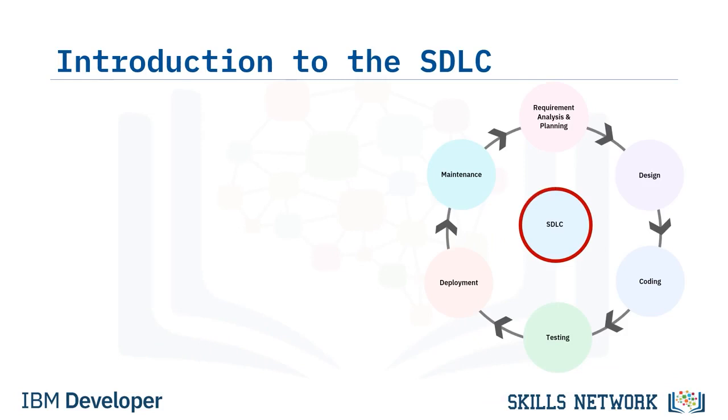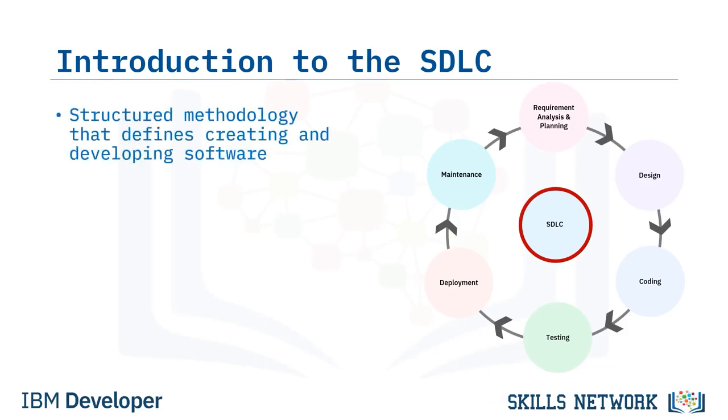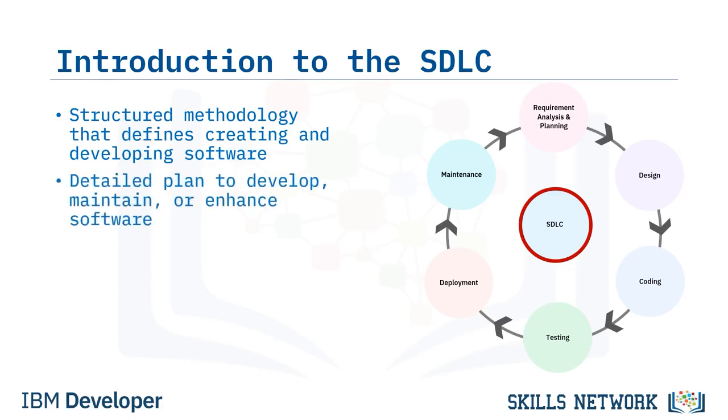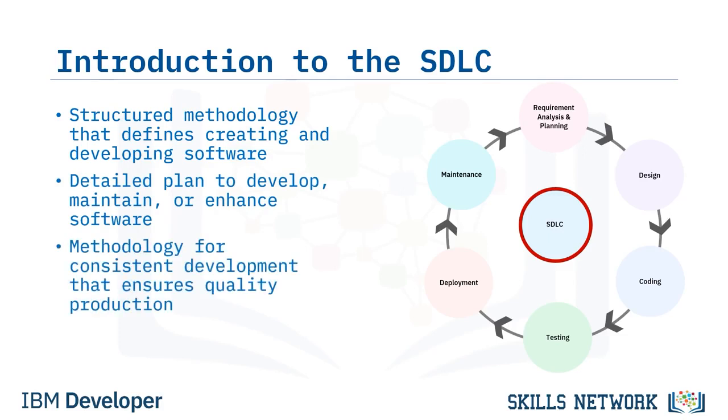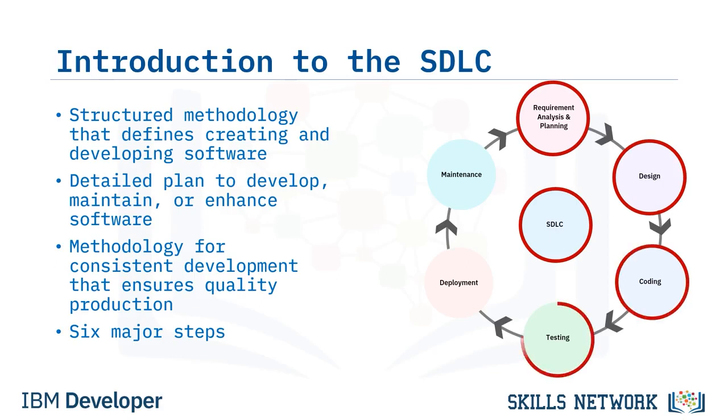The SDLC is a structured framework that defines the steps in creating and developing software. Organizations follow a detailed plan to develop, maintain, or enhance specific software. The SDLC framework details a methodology for consistent software development that ensures quality software production. There are 6 major steps in the SDLC process: requirement analysis and planning, design, coding, testing, deployment, and maintenance.